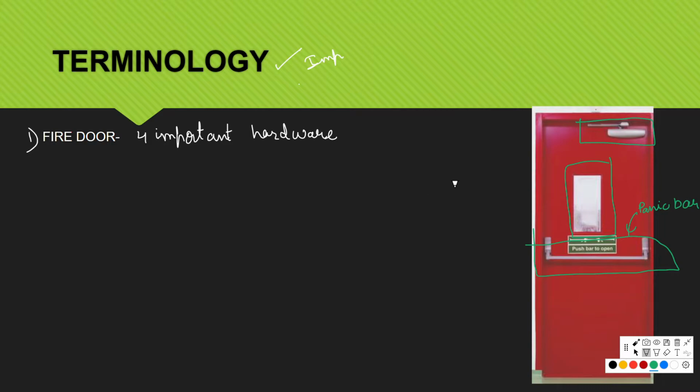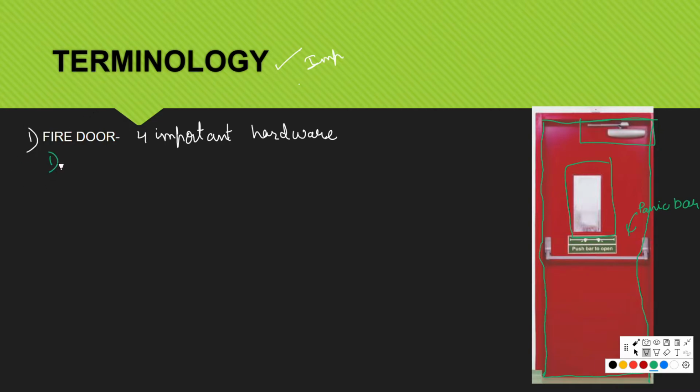And the fourth part is the hidden part. You have a strip kind of band surrounding the door, so that there should not be any leakage of smoke from one end of the door to the other end. It's called the intumescent strip. It stops the spread of smoke.